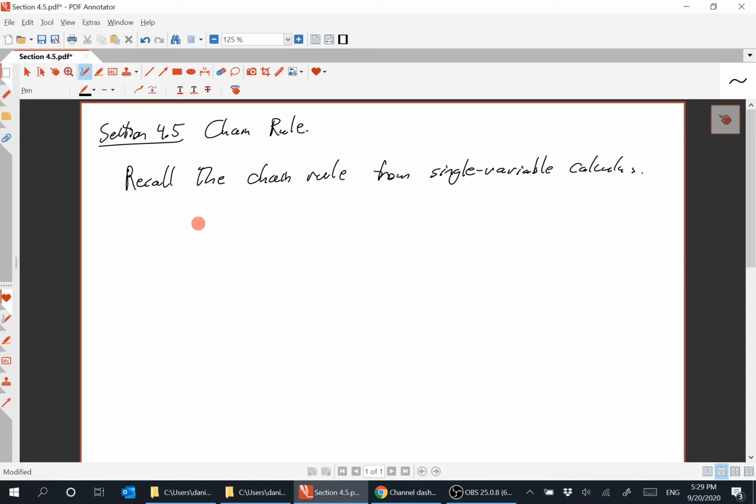Right? Given a composition of functions, f of g of t, and we want to take the derivative with respect to t. Well, that's equal to, if you remember, f prime of g of t times g prime of t. Let's rewrite this in differential notation.